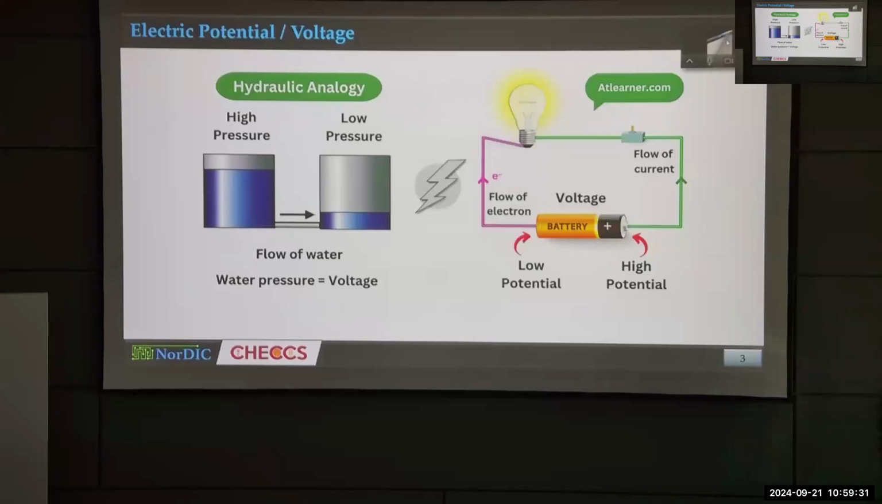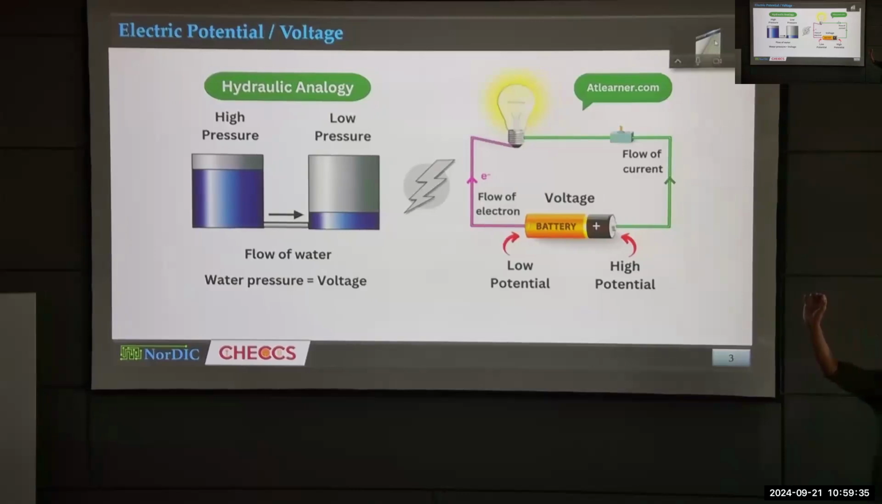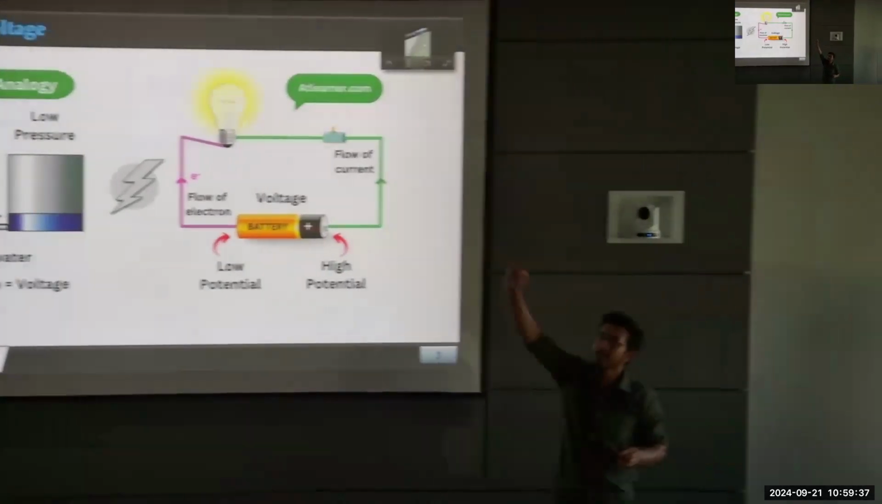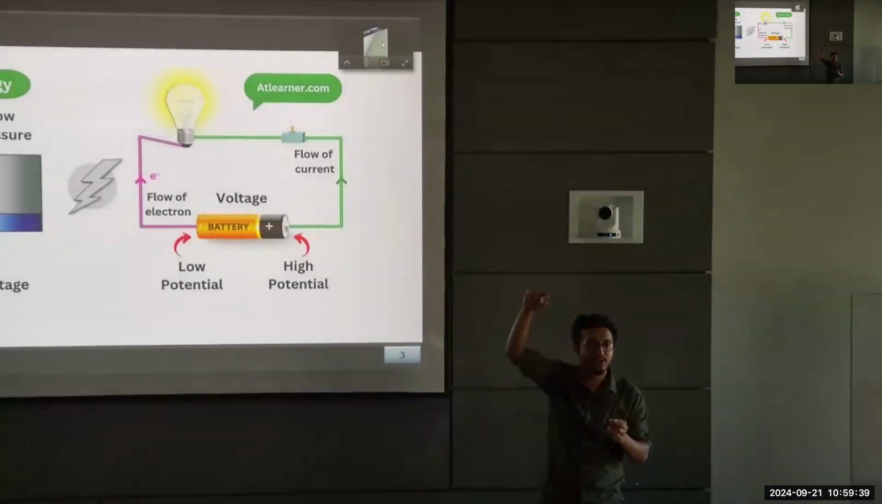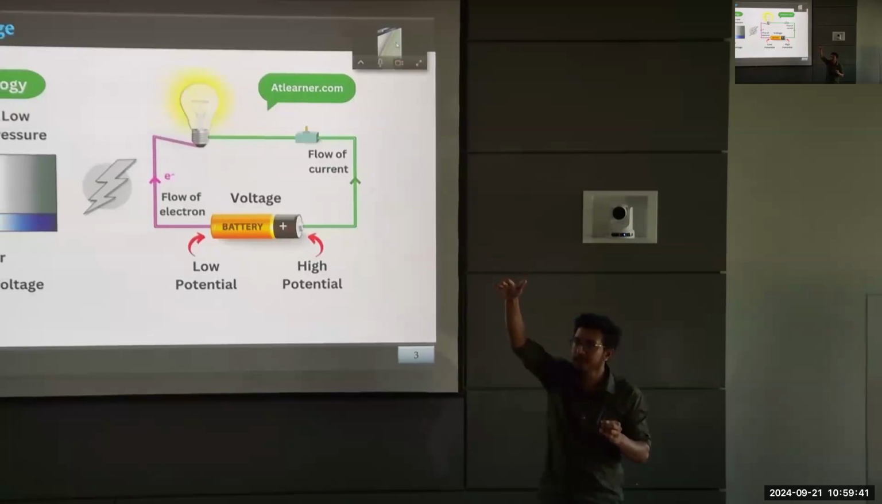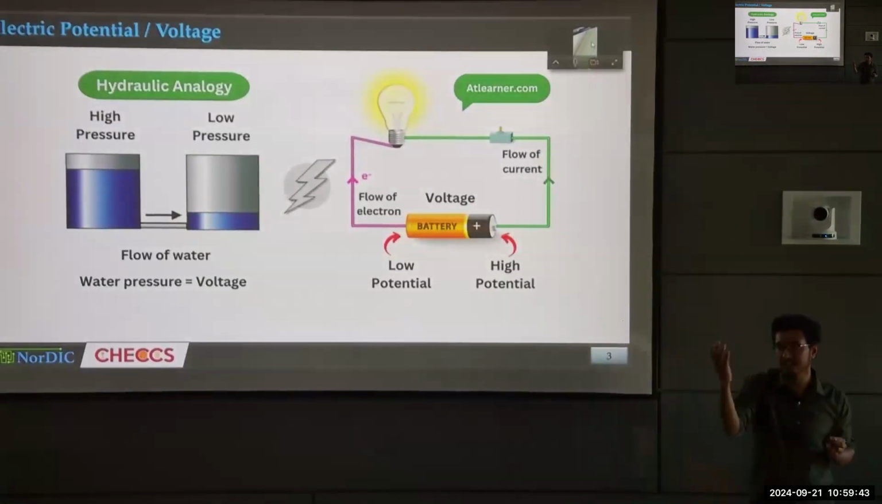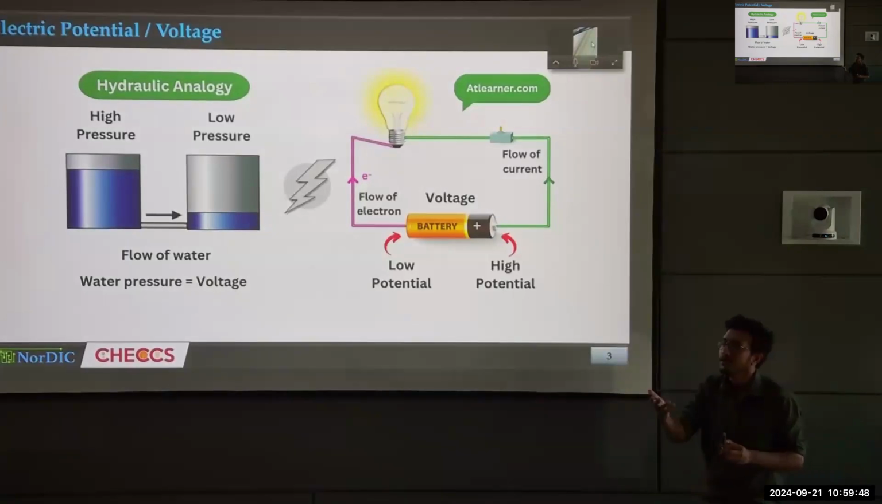So when I connect a battery, I am creating two points, with one point at a higher potential than the other. So the electron will know, okay, since this is the higher potential, travel from this direction to this direction. So electric potential will tell the free electrons where to move.